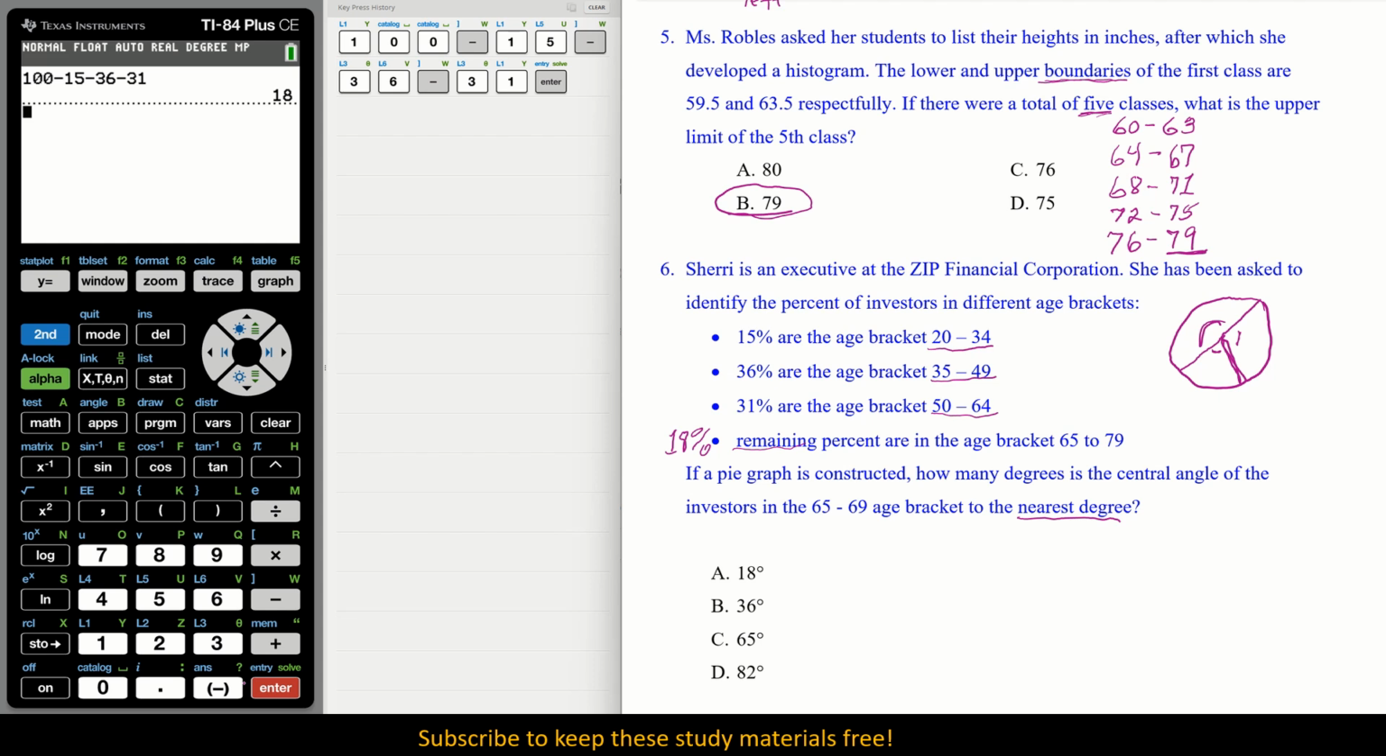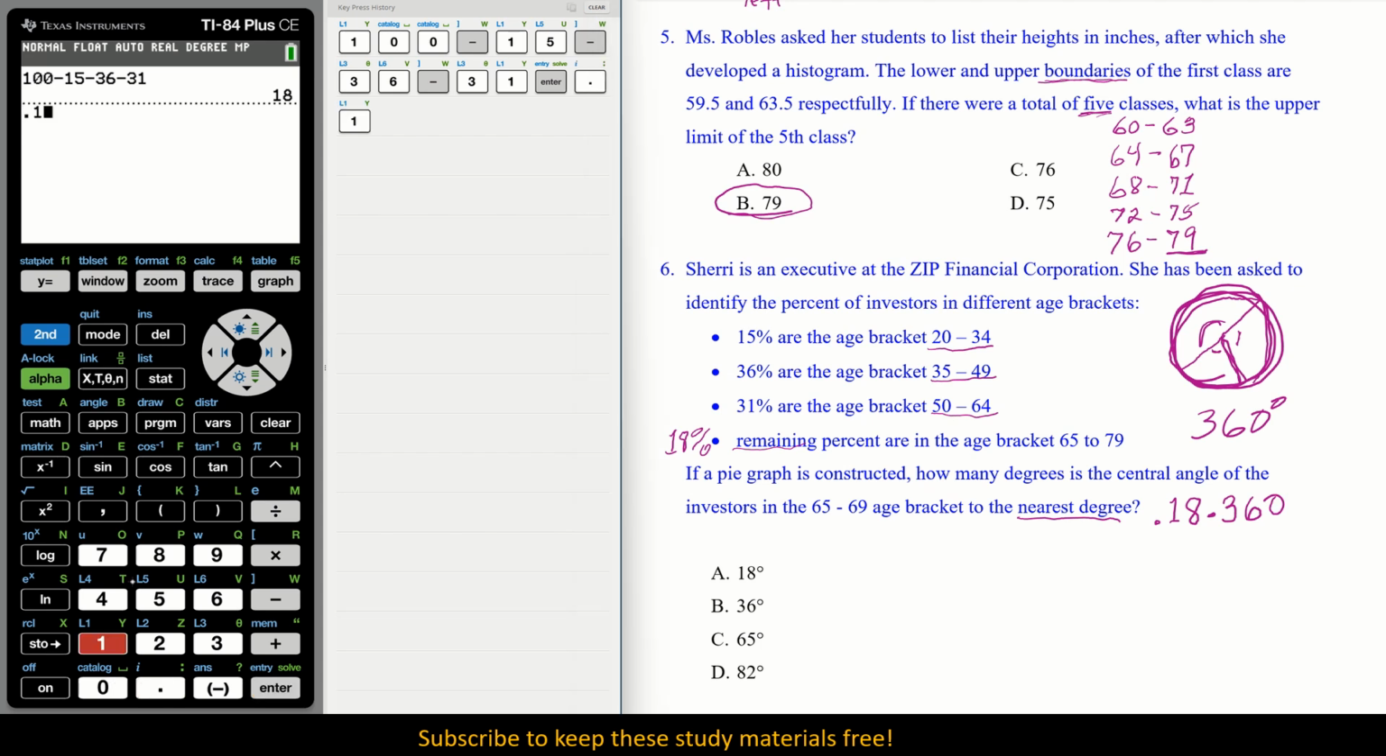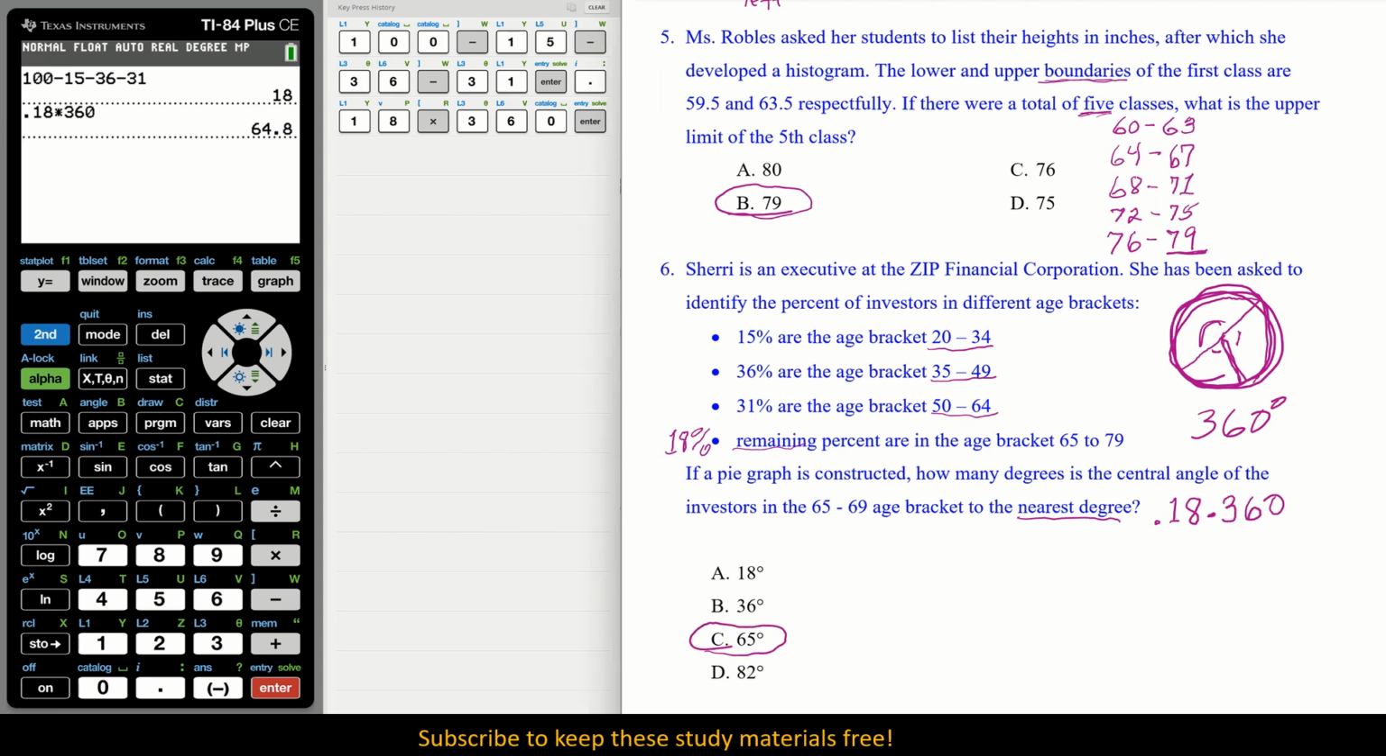Well, how do we get that? Well, we know that all the way around our circle, that's 360 degrees. So what do we need to do? We will need to say 18, okay, change it to a decimal, 18% of the 360. So that's it. So we say 0.18 times 360 degrees equals 64.8, but they say round to the nearest whole degree, and that gives us 65.